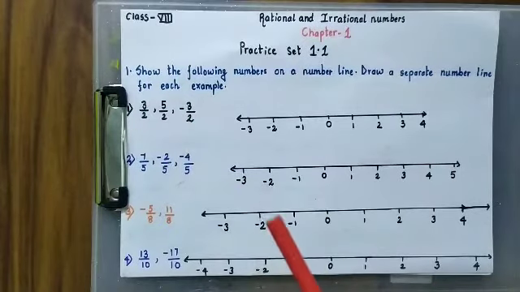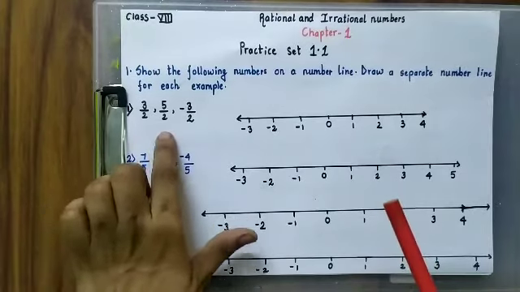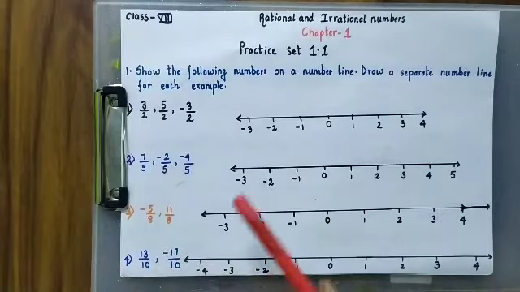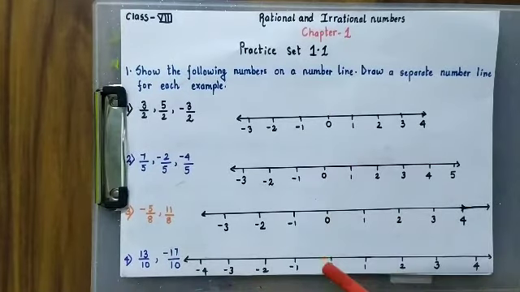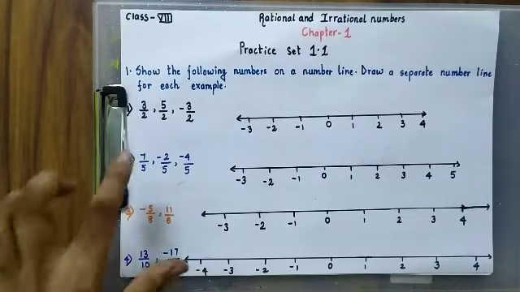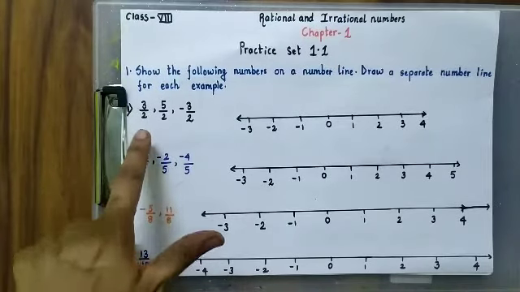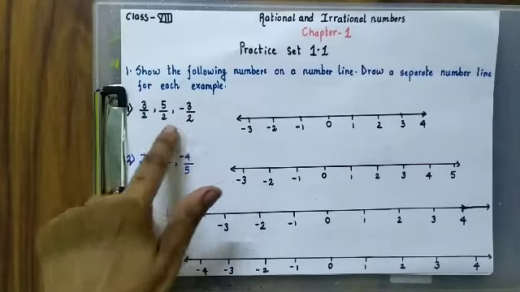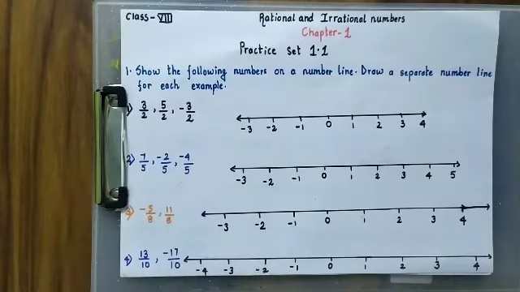See, there are 4 sub-questions in question number 1. So, for each and every sub-question, you are going to draw a separate number line. I have already drawn 4 different number lines for 4 sub-questions. Let's see the first one: 3 by 2, 5 by 2 and minus 3 by 2. We are going to plot these rational numbers on the number line.